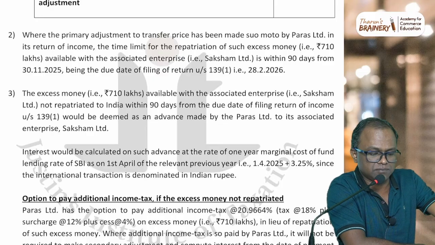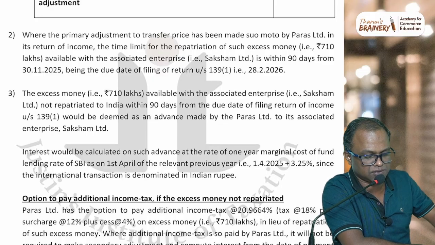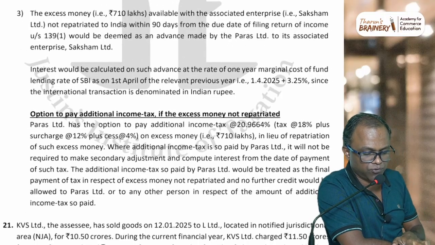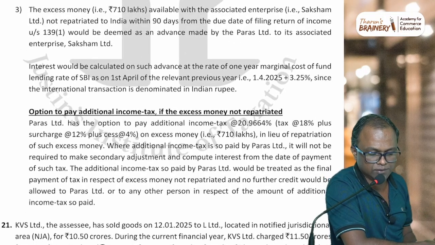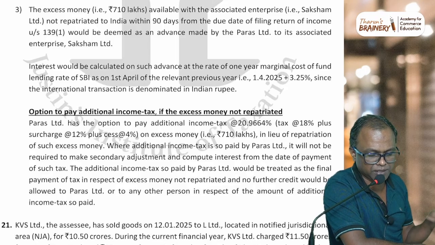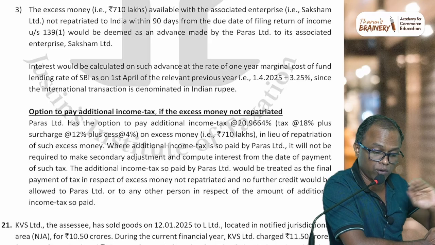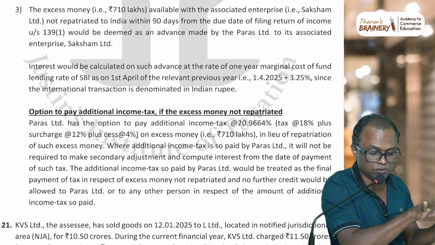But to escape from this and to close the case, the last resort is to pay additional tax. So additional tax will be on this 7 crore 10 lakhs, the primary adjusted amount, 7 crore 10 lakhs into 20.9664%. They can pay additional tax. Once they pay additional tax, the entire adjustments will be deemed to be concluded. And further, there will be no deemed loan and interest approach. It's closed.